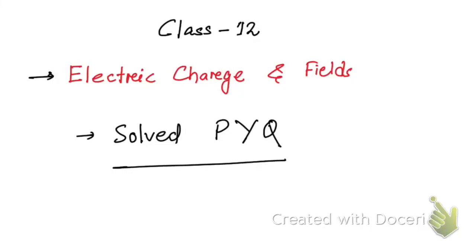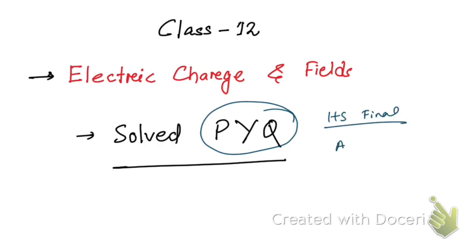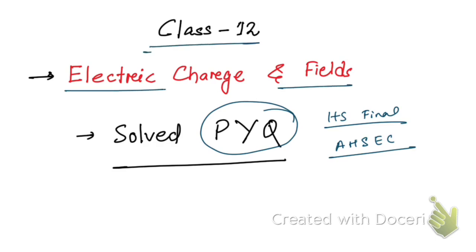So this is the first video uploaded, where we're going to solve previous years' questions of the AHSEC final examination under the Assam Higher Secondary Education Council. The first chapter is electric charge and electric field of class 12 physics. So this is the first lecture. I'm going to complete all the questions asked in the last 7 or 8 or 10 years, in many parts, not in a single video.